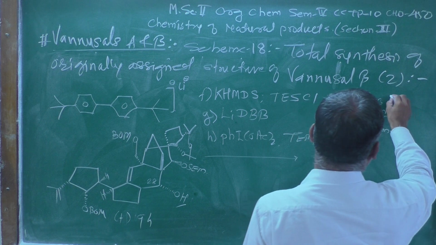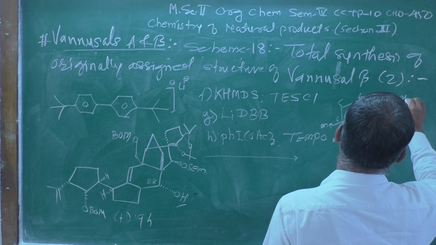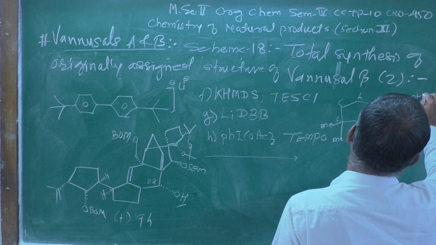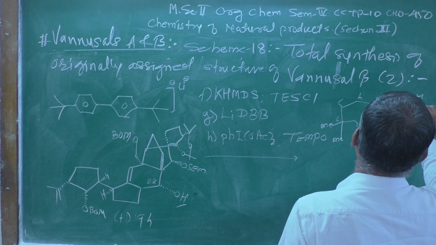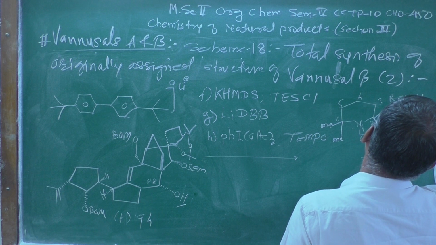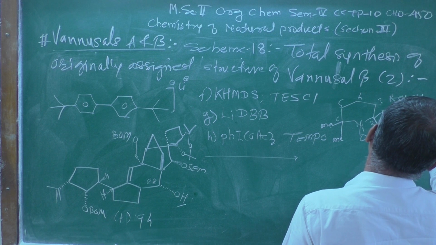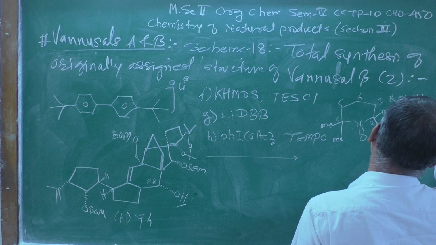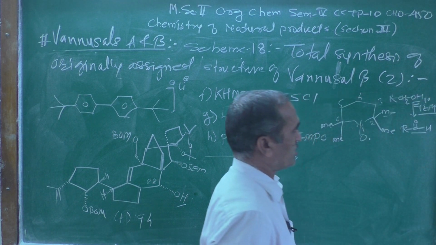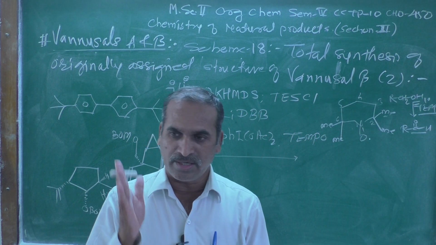When the primary alcohol, as we know the structure RCH2OH, is treated with TEMPO, you will get RCHO. This means the primary alcohol is converted into an aldehyde.